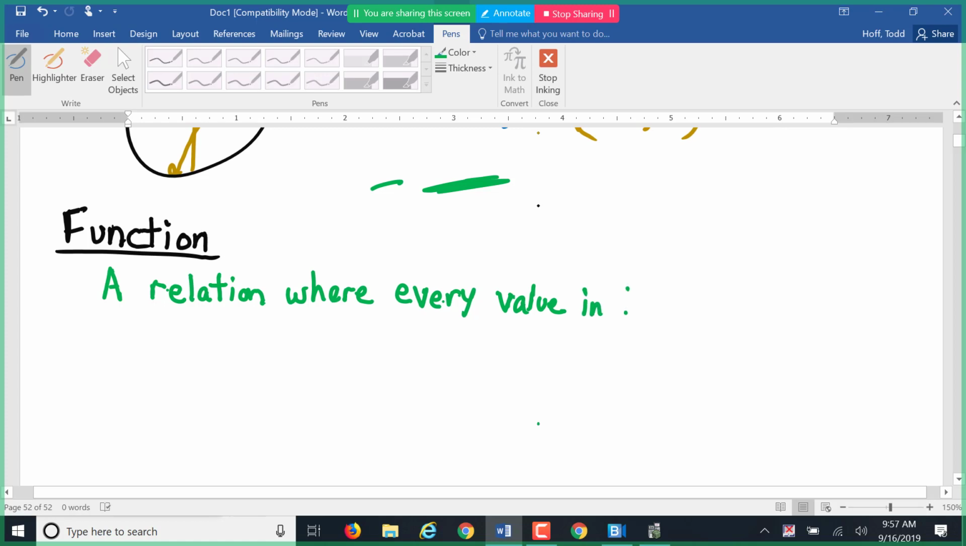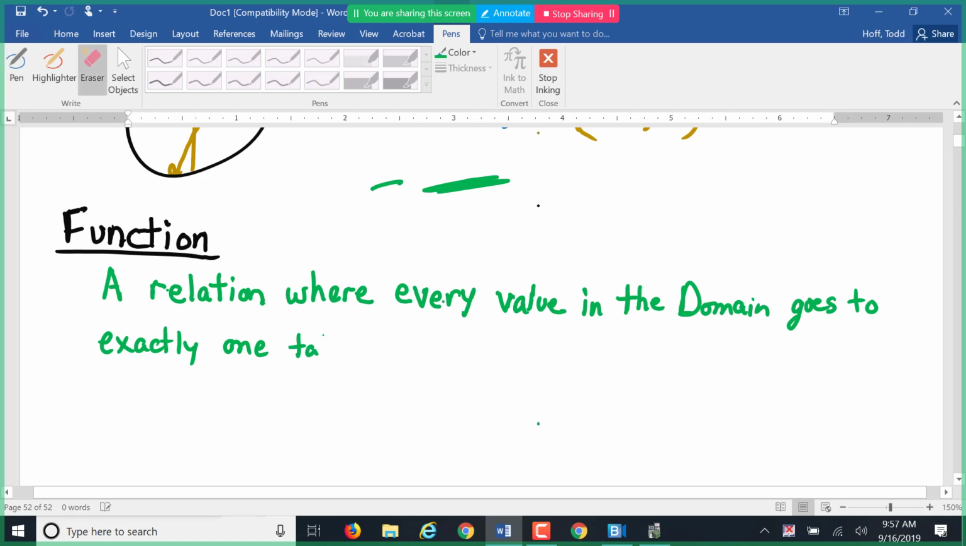So every value in the domain goes to exactly one value in the range.